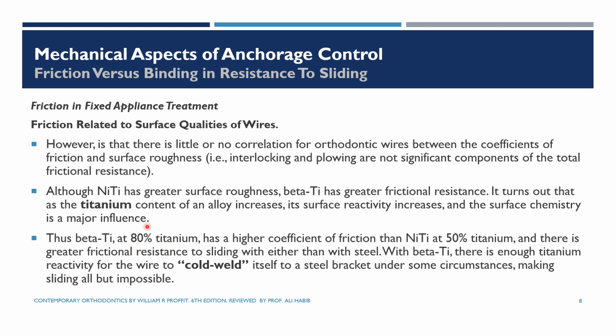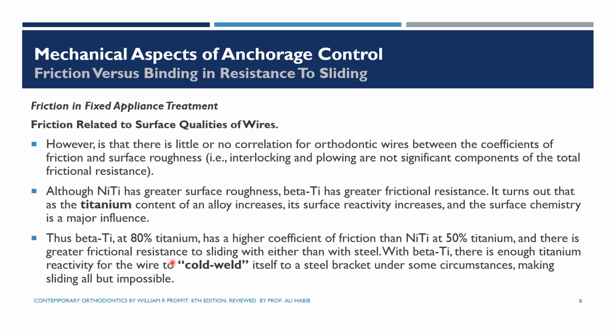And when we look at the wires, beta titanium has the highest titanium content, which is 80%. So it was found to have the highest coefficient of friction when compared to the nickel-titanium wire, which is 50% titanium content, and also when compared to stainless steel wire. So beta titanium is not the wire that you should use to do sliding. Why? Because the wire tends to cold weld itself to a steel bracket when you try to slide it. So sliding is almost impossible to do.